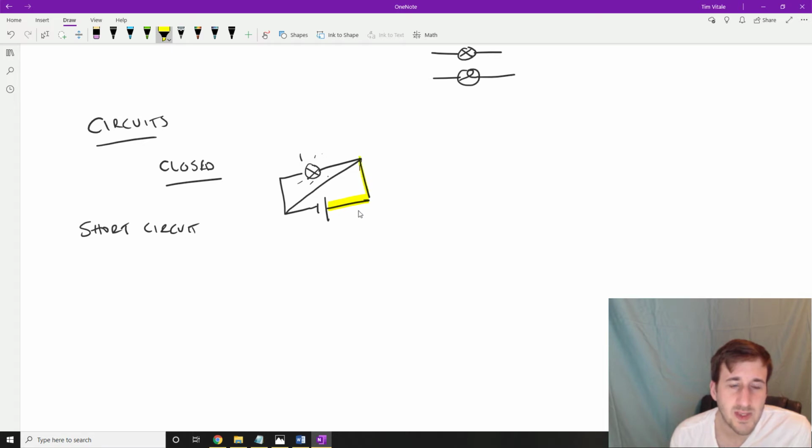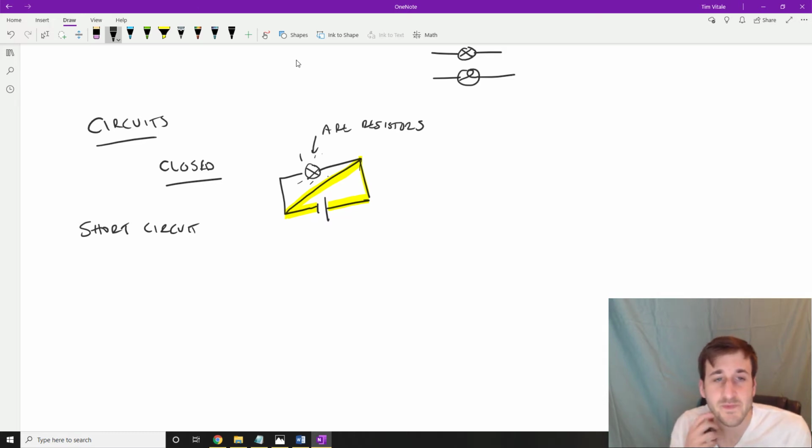And then once it gets up to this point, it has a choice. It can either go through the light bulb or not. And guess what? It's going to be like, yes, screw that. I'm not going through the light bulb. I'm going to just go right back to the end of the battery. Because remember, light bulbs are resistors. They're just fancy resistors. They also give off light. So there's resistance in a light bulb, so the electricity is going to be like, let's just stay in the wire. So that's a short circuit.